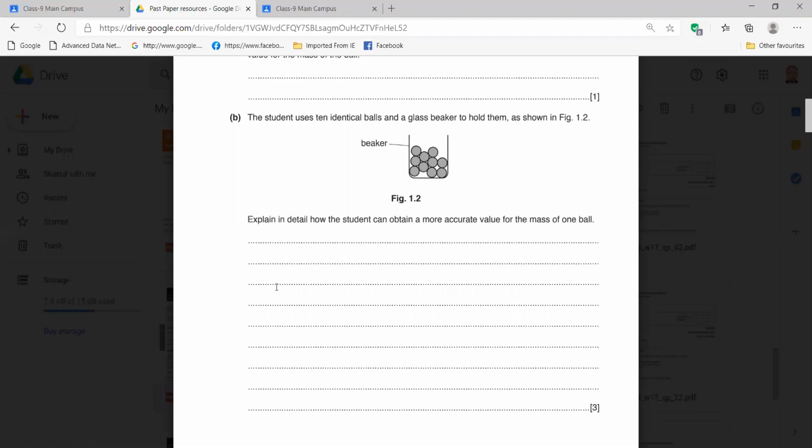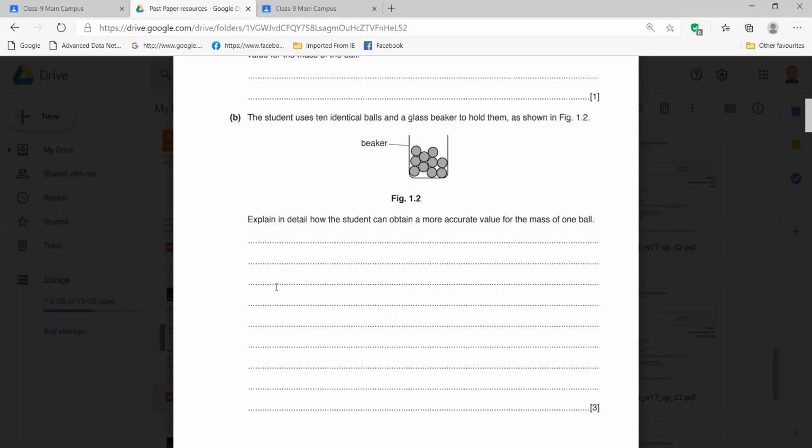Okay, so how will we do this one? We have to average, or we have to take the math. There are 3 marks, so you have to give 3 points over here. Yes, sir. First he has to measure.